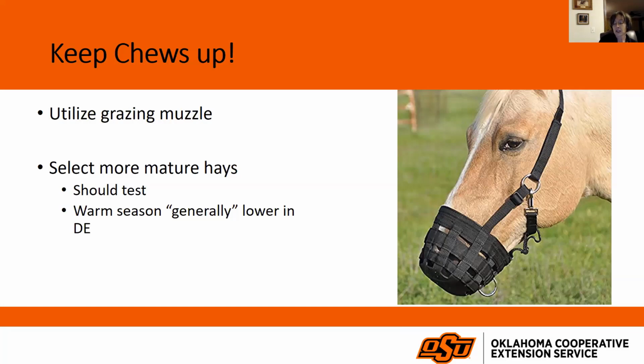The other option that we could employ is to change our forage type. So forage should always be the bulk of the horse's diet anyhow. So if we choose more mature hays, that can help feed the same amount while giving them less calories. But to know that, you probably should test your hay and get a forage report back so we know the actual energy density of that hay.